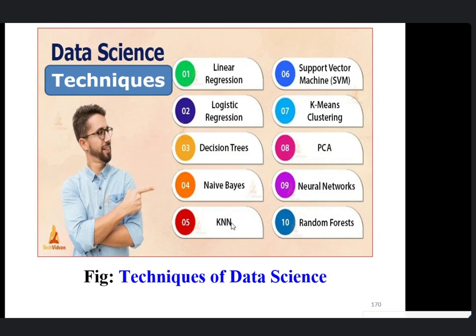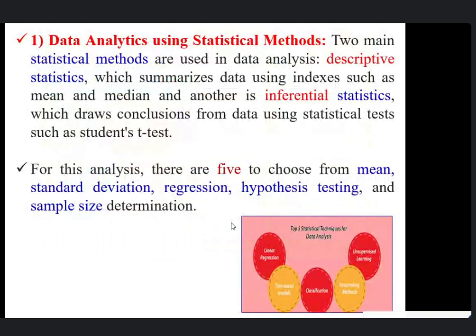Then random forest is one of the classification techniques. It is based on the number of decision trees concept, and finally we are selecting the best decision tree, which comes under the random forest algorithm. Then data analysis using statistical methods I have explained.